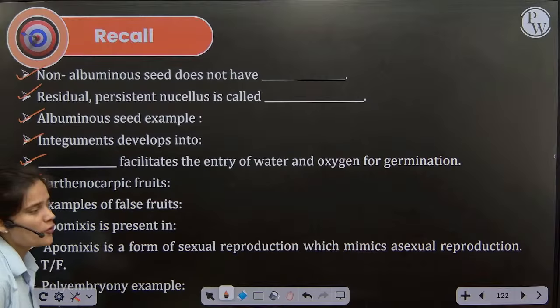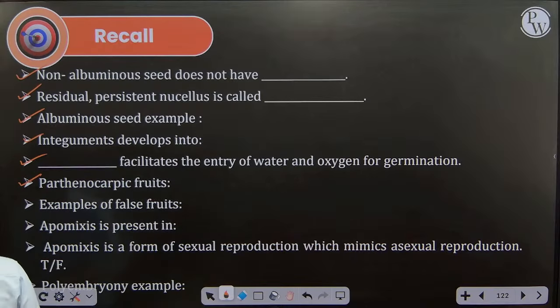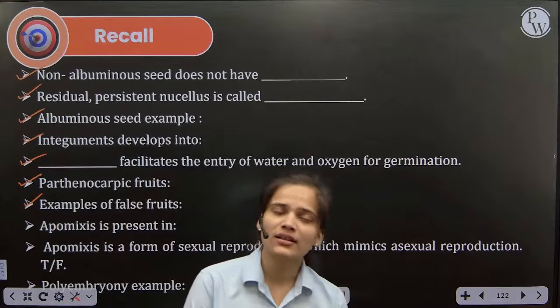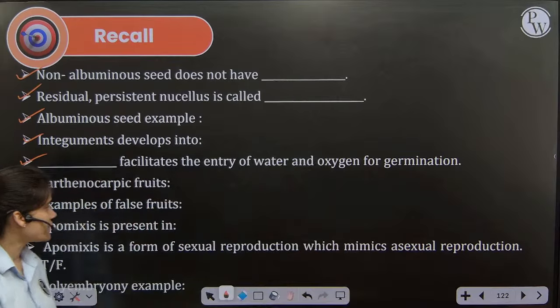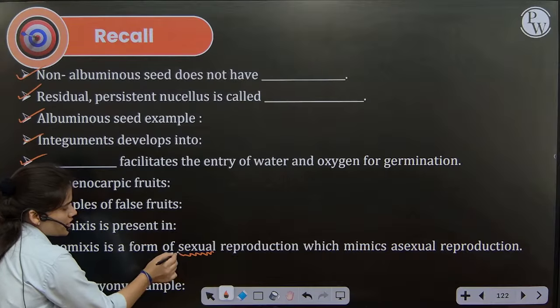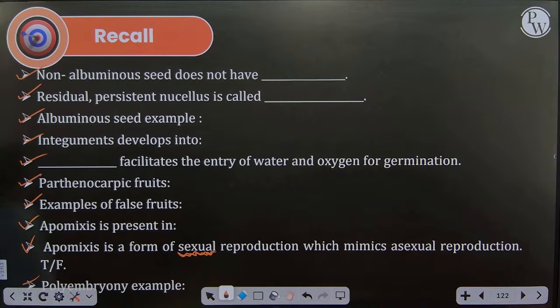Parthenocarpic fruit is formation of fruit without fertilization. These are seedless fruits, an example is banana. They are induced by giving hormones. False fruits are those fruits which develop from parts other than the ovary. Examples of false fruits we already discussed: strawberry, apple, and cashew. Apomixis is present in the Asteraceae family and grasses. Apomixis is a form of sexual reproduction which mimics asexual reproduction. Is it true or false? It is an asexual reproduction form, but it mimics sexual. Polyembryony examples are mango.